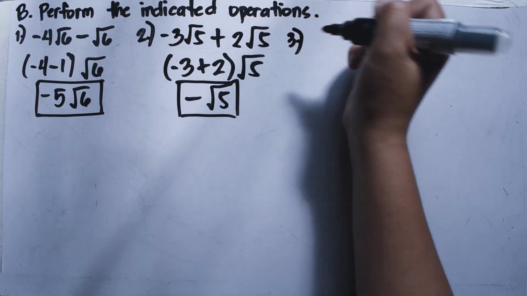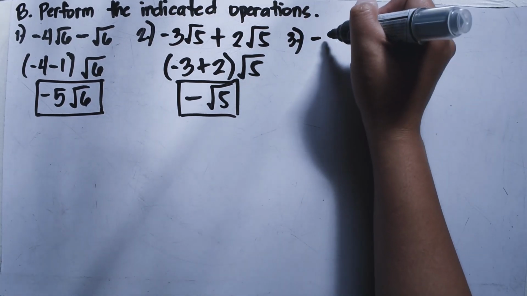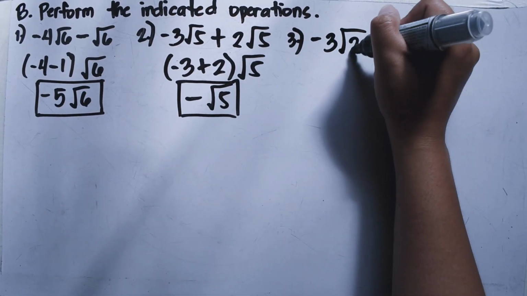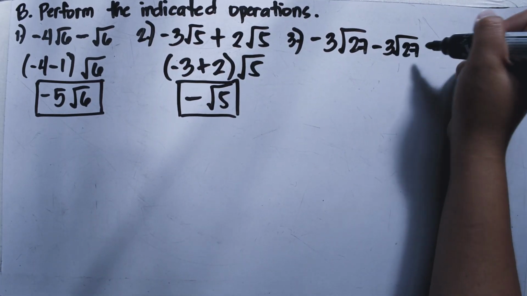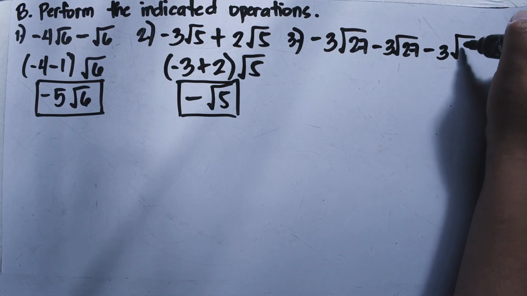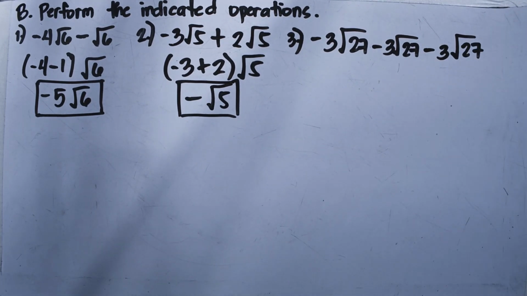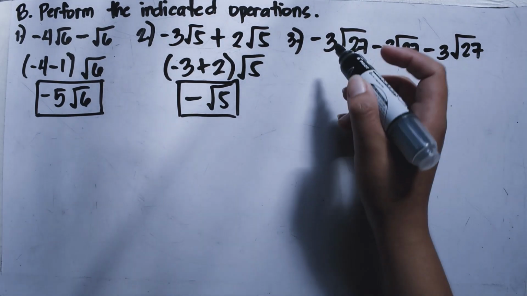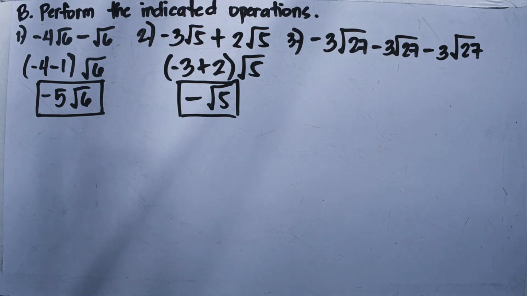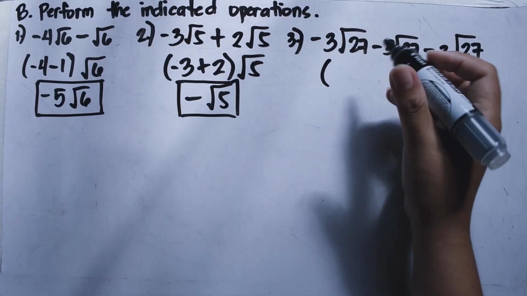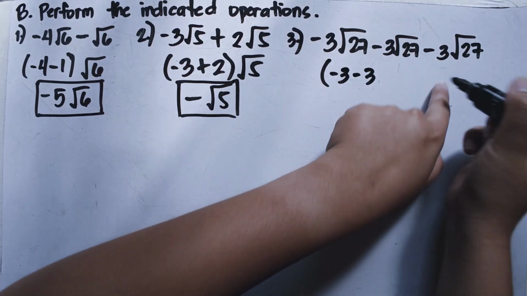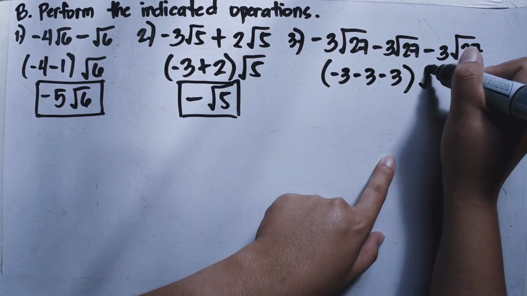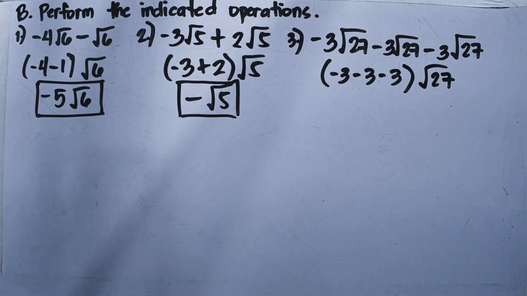And number 3 na agad tayo. So, number 3, we have negative 3 square root of 27 minus 3 square root of 27 minus 3 square root of 27. So, ito po yung number 3. Negative 3, ayan. So, dahil pare-pareho naman po silang square root of 27, kuhanin lang yung mga numerical coefficient. So, we have negative 3 minus 3 minus 3, and then just copy square root of 27. So, ganun lang naman, di ba?